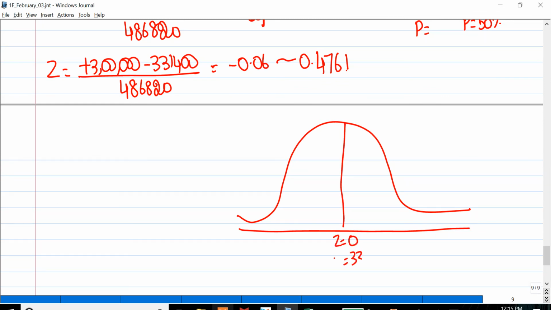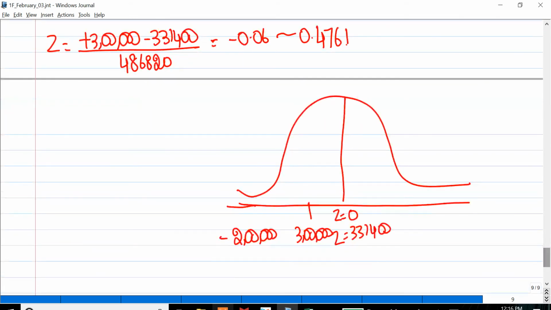This was for 3 lakh. We also had minus 2 lakhs. For minus 2 lakhs, we got an answer of 13.79%. For 3 lakh, we got an answer of 47.61%. The area to the left side is 47.61%. The area to the right side, if you want, you can calculate the balance. For minus 2 lakhs the area to the left side is 13.79%.